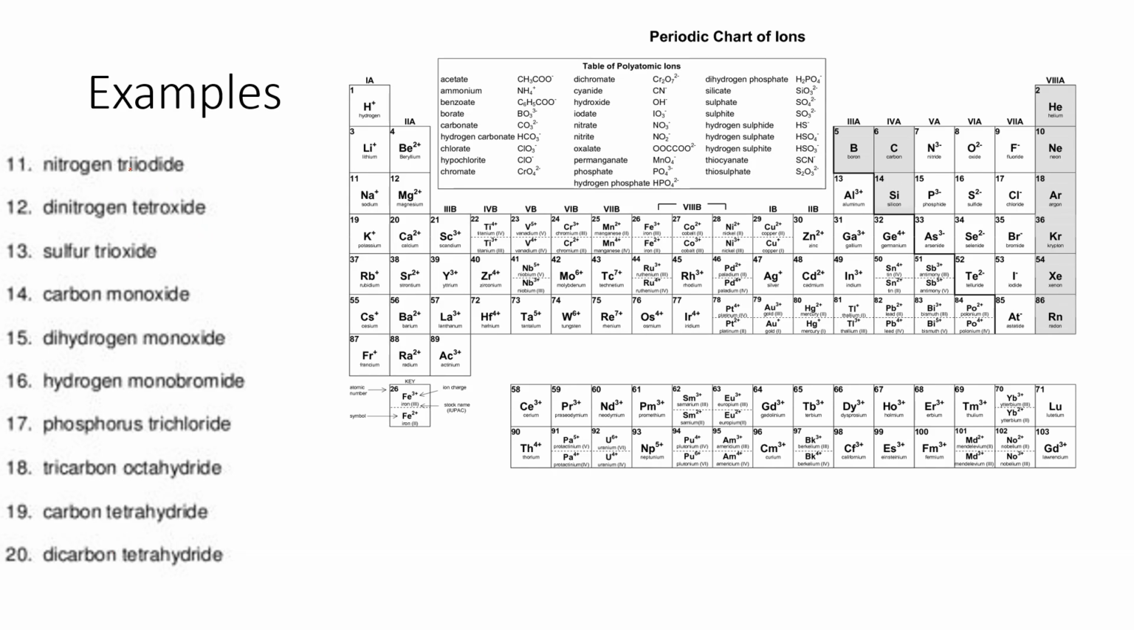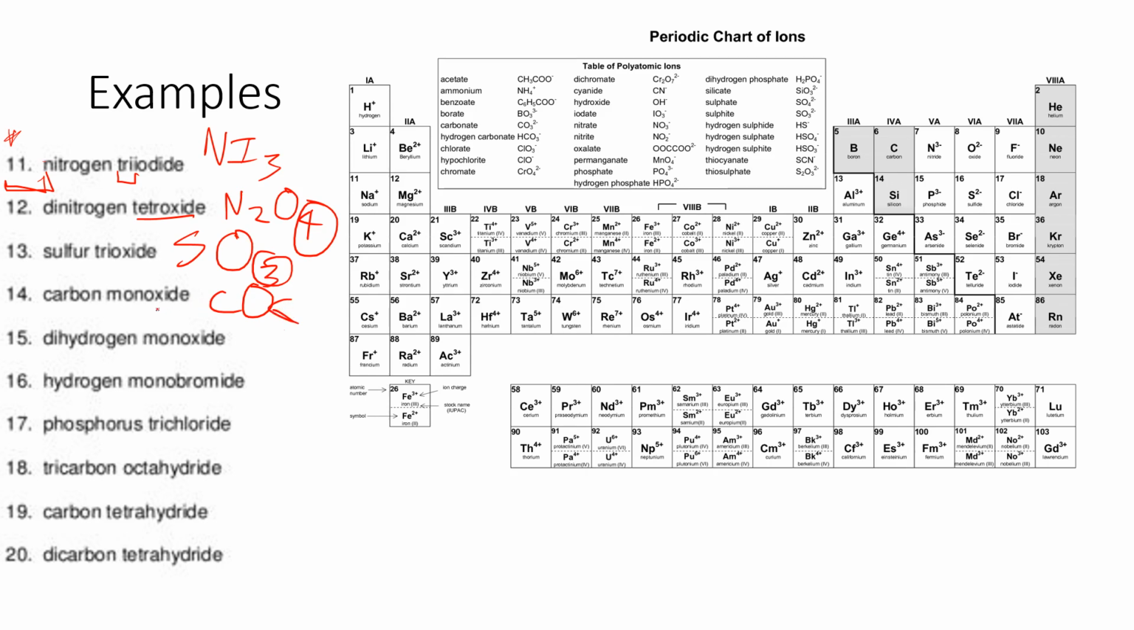Now let's do some from names to compounds. Nitrogen triiodide, N. Because there's nothing here, we assume it's mono, we assume it's only one. Nitrogen triiodide, tri, so 3. Dinitrogen tetroxide, so N2, and tetra is O4. Sulfur trioxide, tri, O3. Carbon monoxide, that dangerous thing that kills you. Yes, monoxide. So even though we drop the mono on the carbon and assume it's one, we have to put the mono on the second element.